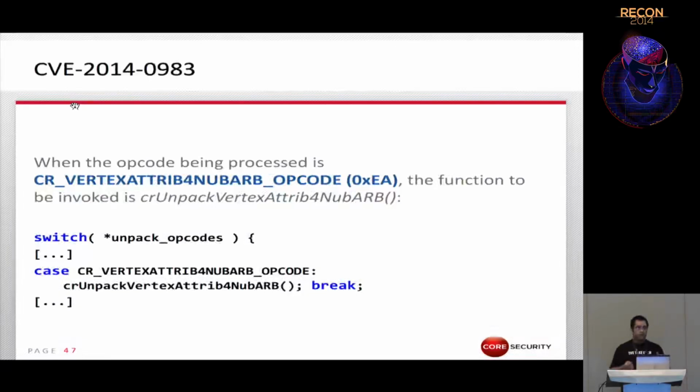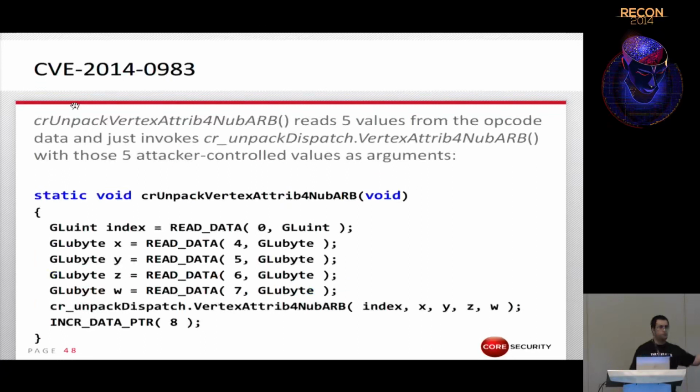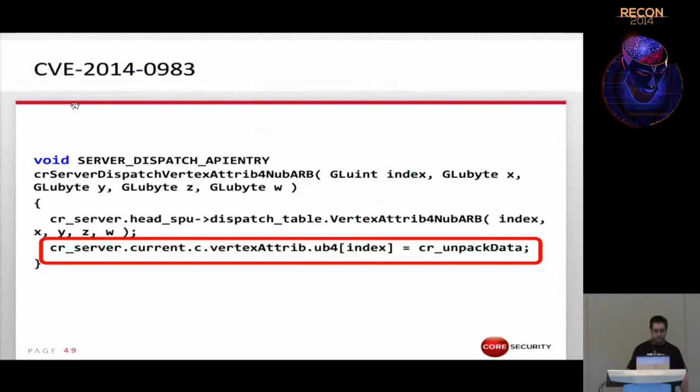When a Chromium client sends an opcode 0xEA, the Chromium server will call the CR unpack function, which is the bytecode interpreter, and it will call the function that handles that opcode. This is the code of that function. It uses the read data macro, which is a macro to read data that is fully controlled by the attacker from the VM, and it will call another function passing as parameters 5 values which are fully controlled by the attacker. So let's see the other function.